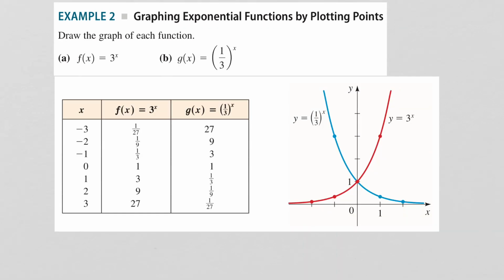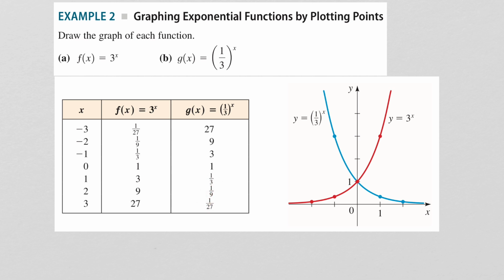Exponential functions can be graphed by simply plotting points. So here we have 2 exponential functions. One of them is the same exponential function f of x equals 3 to the power x. And the other one is g of x equals 1/3 to the power x. So here we have the y values for 3 to the x using the following x values. And so you can see what we have there. And then 1/3 to the power x has these y values.